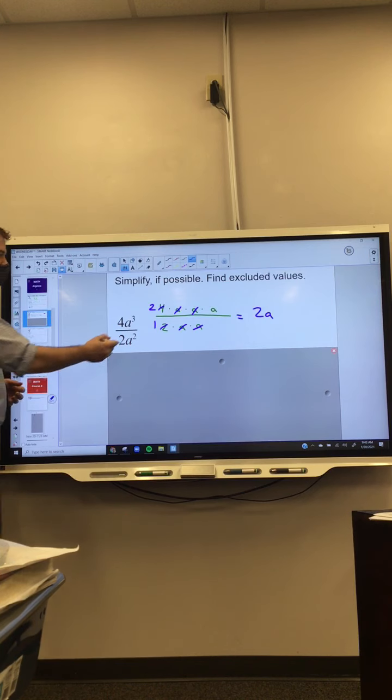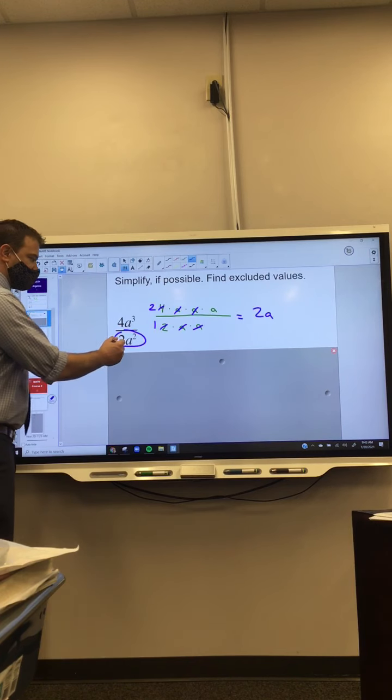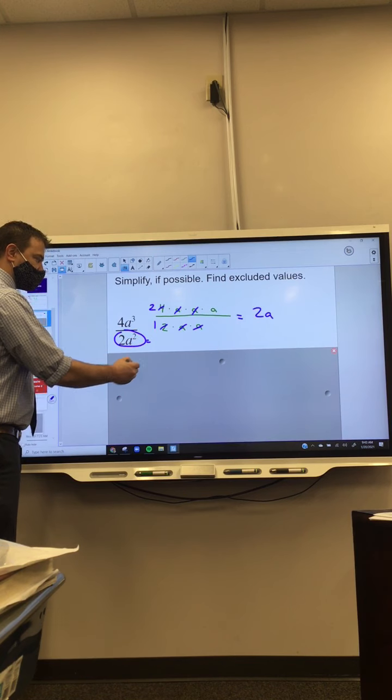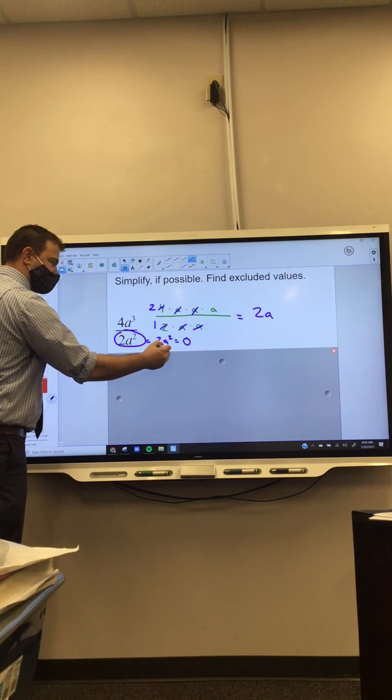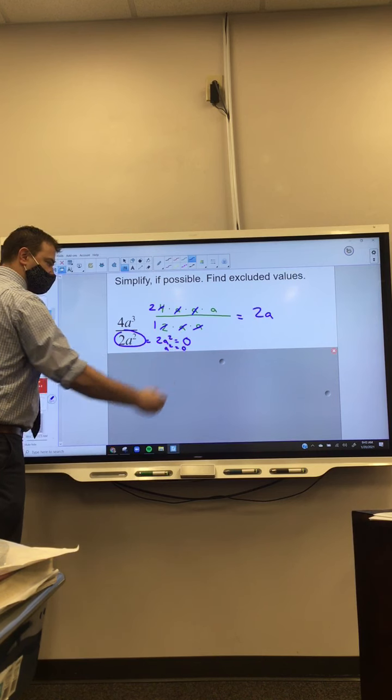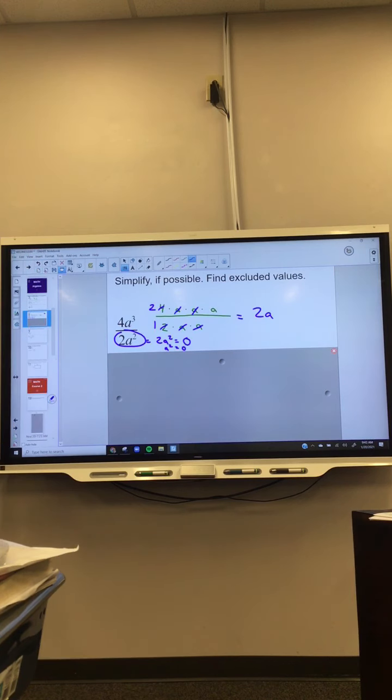Which seems kinda strange, cause you look back here and go, well, wait a second. I've got a denominator there. Let's see what happens if I would've set this equal to 0. I say 2a squared equals 0. I divide both sides by 2. And say, well, a squared equals 0. What times itself equals 0? 0 times 0 equals 0?